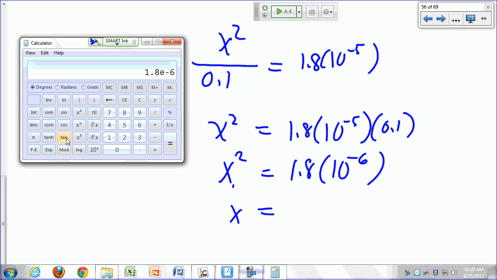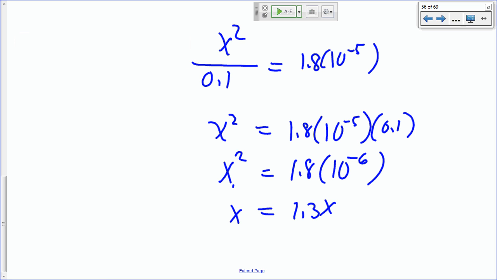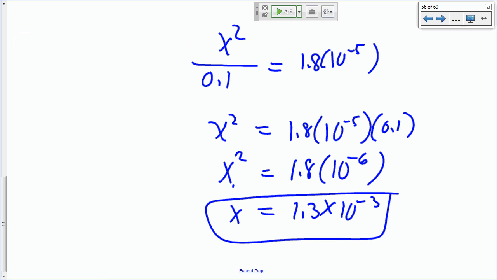How do I take the square root here? Raised to the power 0.5. Oh, here. The second root. Yeah, 0.0013. So it's 1.34. 1.3 times 10 to the negative 3. Okay, 0.0013. That's my value for X.